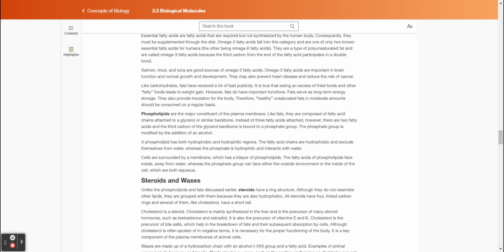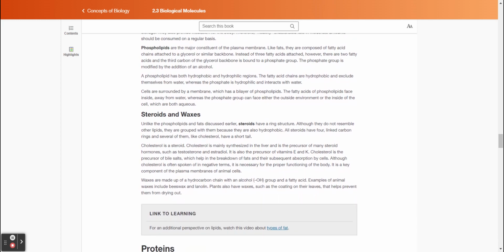Like carbohydrates, fats have received a lot of bad publicity. It is true that eating an excess of fried foods and other fatty foods leads to weight gain. However, fats do have important functions. Fats serve as long-term energy storage. They also provide insulation for the body. Therefore, healthy unsaturated fats in moderate amounts should be consumed on a regular basis.